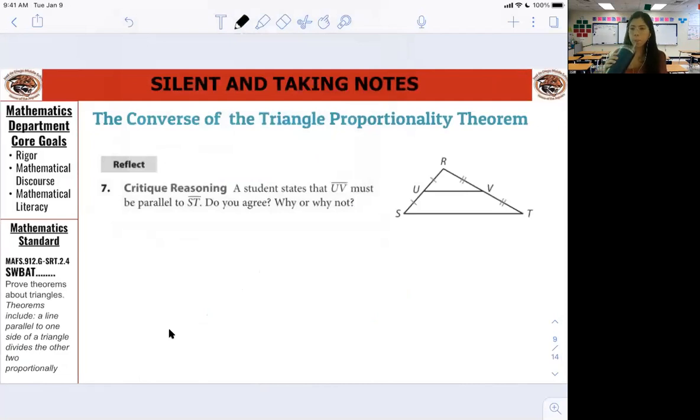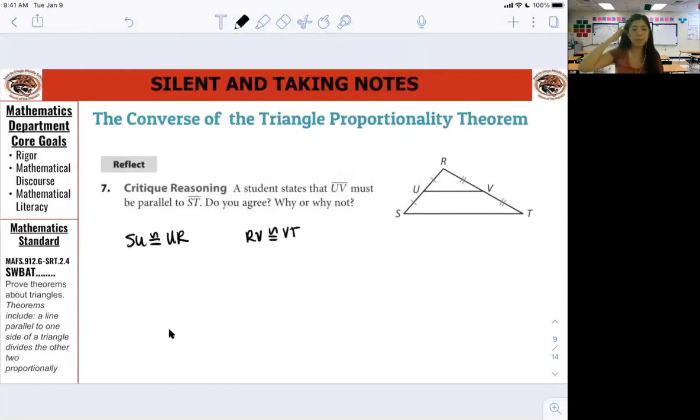To prove that, we have to prove that the sides are proportional. Now I don't have numbers, but what do I have? Lines telling us that they are congruent. Good, we have congruent markings. So we know that SU is congruent to RU, or UR. We also know that RV is congruent to VT.